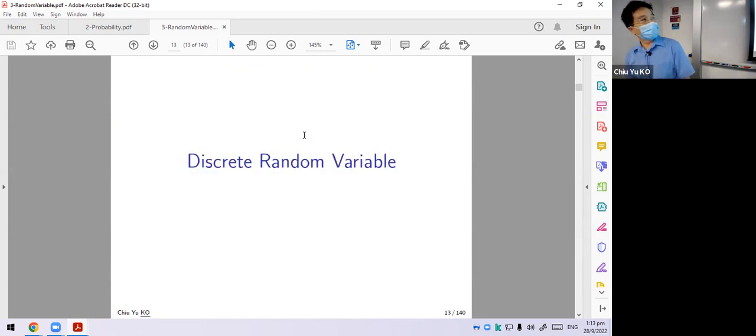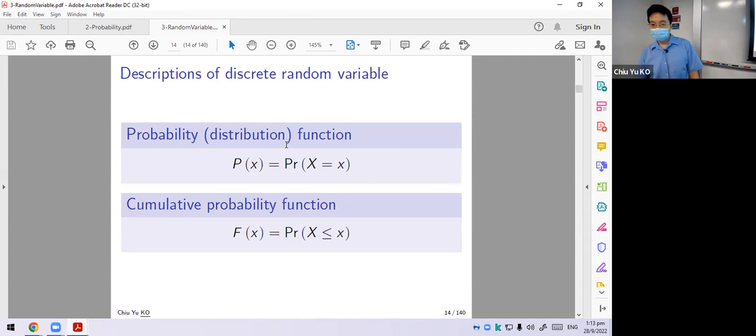Before I end, I want to talk a little bit about discrete random variables. How do we describe a discrete random variable? There are many ways, but the first way is very simple. It just tells me what value you are trying to pick and what the probability is.